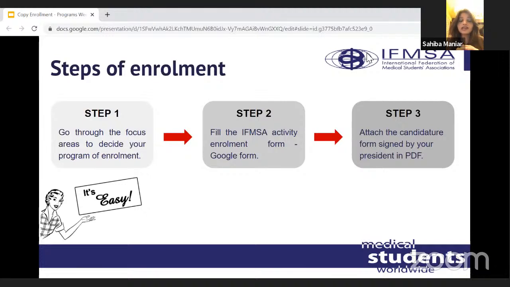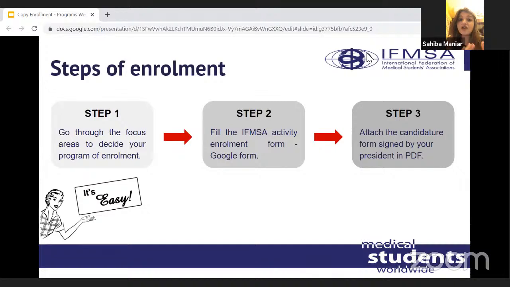Step 1 is going through your focus areas. There are 13 programs in IFMSA. Out of that, each of these programs has innumerable focus areas. Where does your activity actually belong? In fact, we have a focus area sheet, a Google document. You could go through it and decide where exactly your activity fits. And once you've decided that, you could either contact your program coordinator to confirm it, or you could simply enroll the activity and wait for your program coordinator's response.